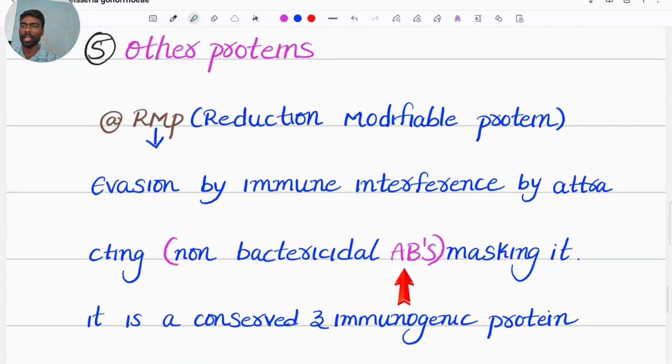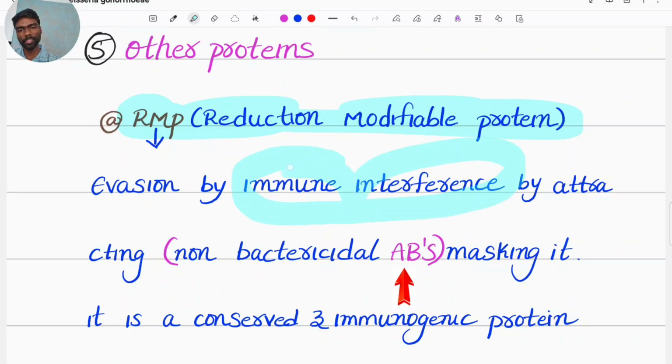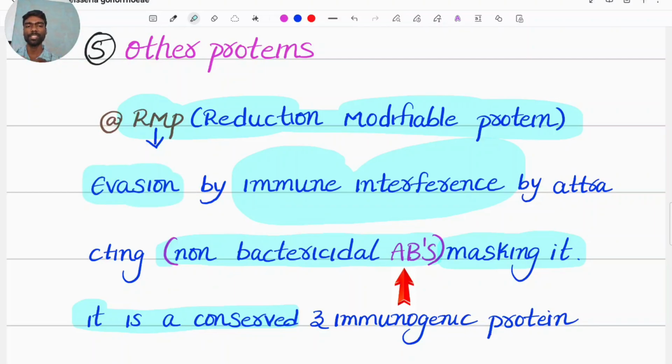Coming to other proteins like RMP, reduction modifiable protein, evasion is by immune interference. Here it has an interesting characteristic, immune interference, by attracting non-bactericidal antibodies, masking it. Our reduction modifiable protein induces production of non-bactericidal antibodies. Those antibodies won't do anything to the bacteria and will come and mask the bacteria. So bactericidal antibodies can't detect this bacteria, hence it is safe. So evasion means escaping from bactericidal antibodies using non-bactericidal antibodies, induced by reduction modifiable protein.